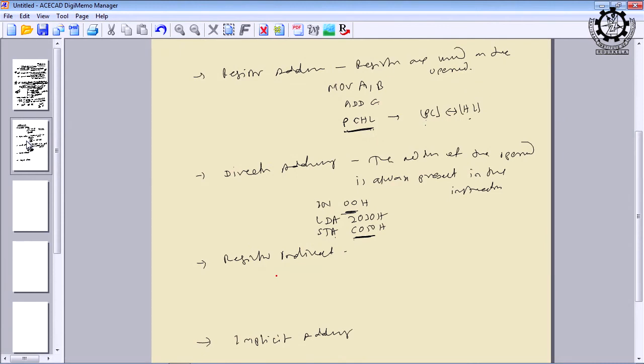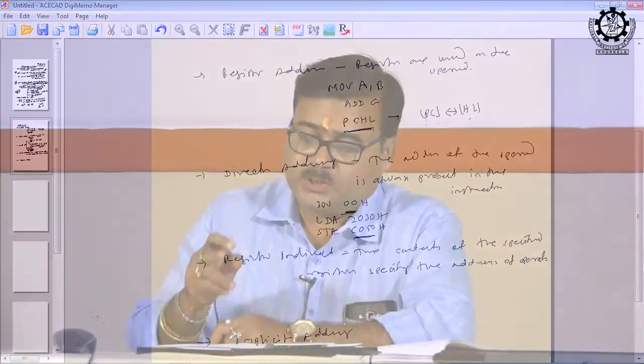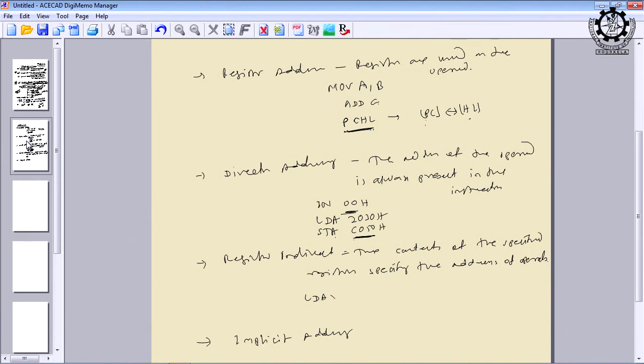Then register indirect. The contents of the specified registers specify the address of operands. The contents of the specified registers specify the address of operands. Example, LDAX B. And here you can observe in 8085 wherever X is there, that is also one way to interpret that this comes under indirect addressing. The way we understood wherever I is there, but remember it is not always true. In some instructions it may deviate.